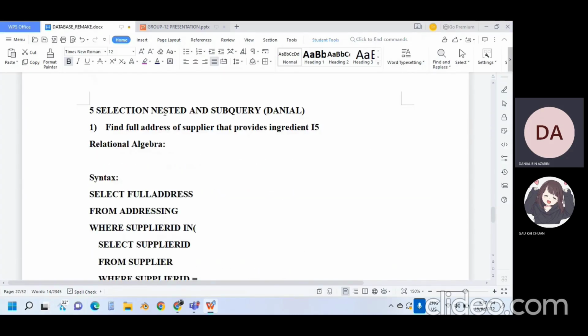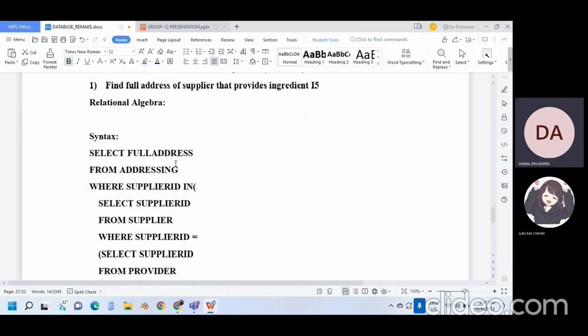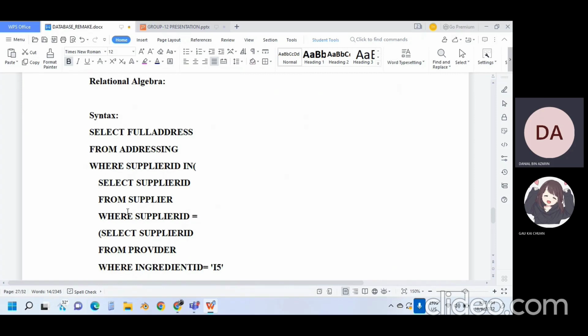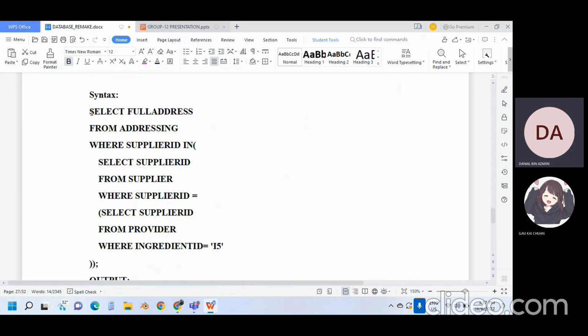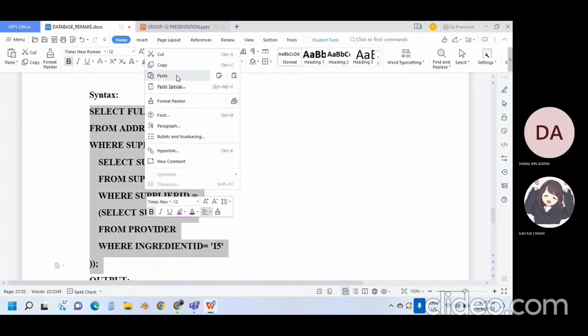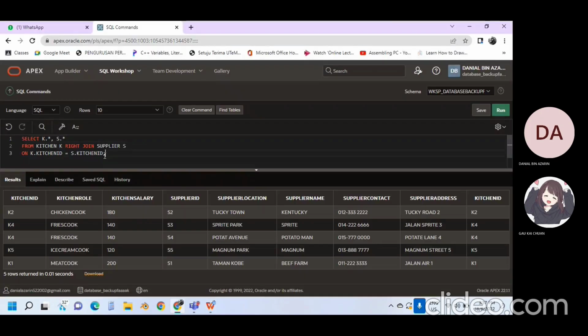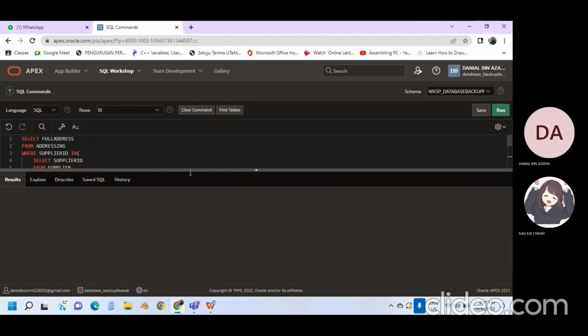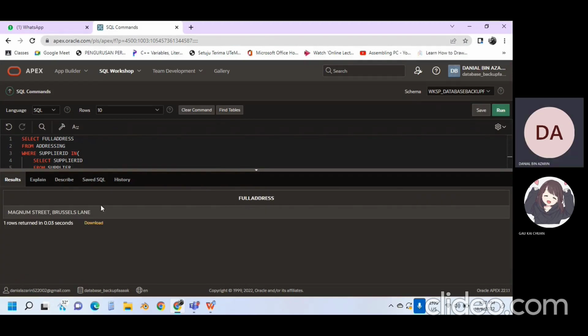Moving on, we have the selection for the nested and subquery, which is done by Daniel. So first we will find the full address of the supplier that provides ingredient I5. So the syntax will be select full address from addressing where supplier in supplier ID from supplier where supplier ID equals to select supplier ID from provider where ingredient I5. And we will display the full address, which is Magnum Street, Brussels Lane.